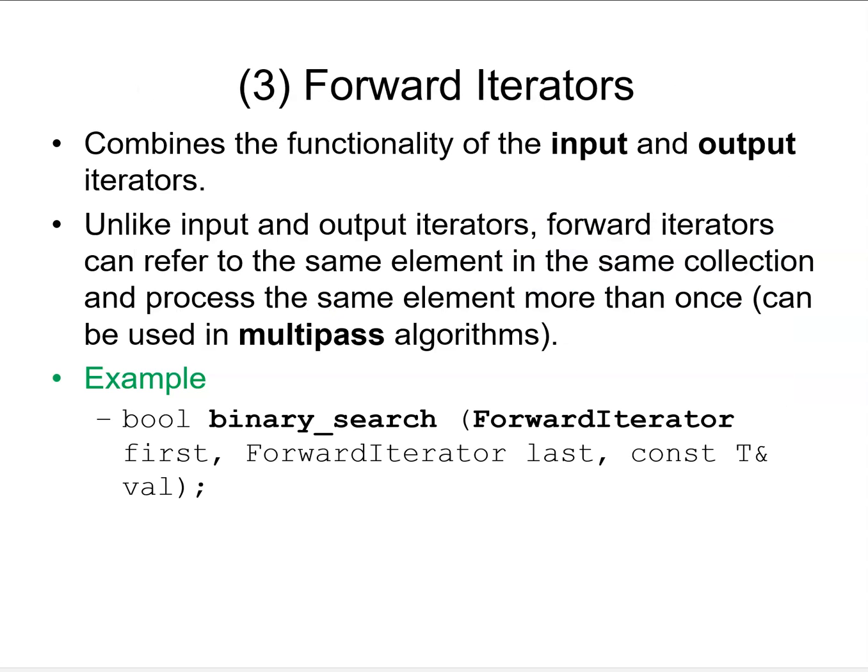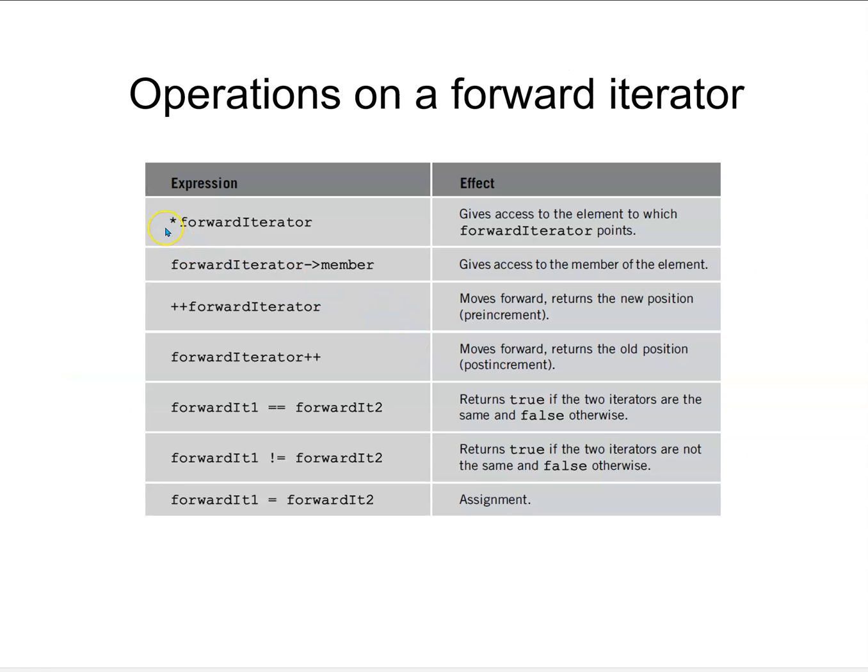Forward iterators combine the functionality of input and output. Unlike input and output iterators, forward iterators can refer to the same element in the same collection and process the same element more than once. It can be used in multi-pass algorithms. So binary search would take a forward iterator, for example. Operations are pretty much the same as the others.